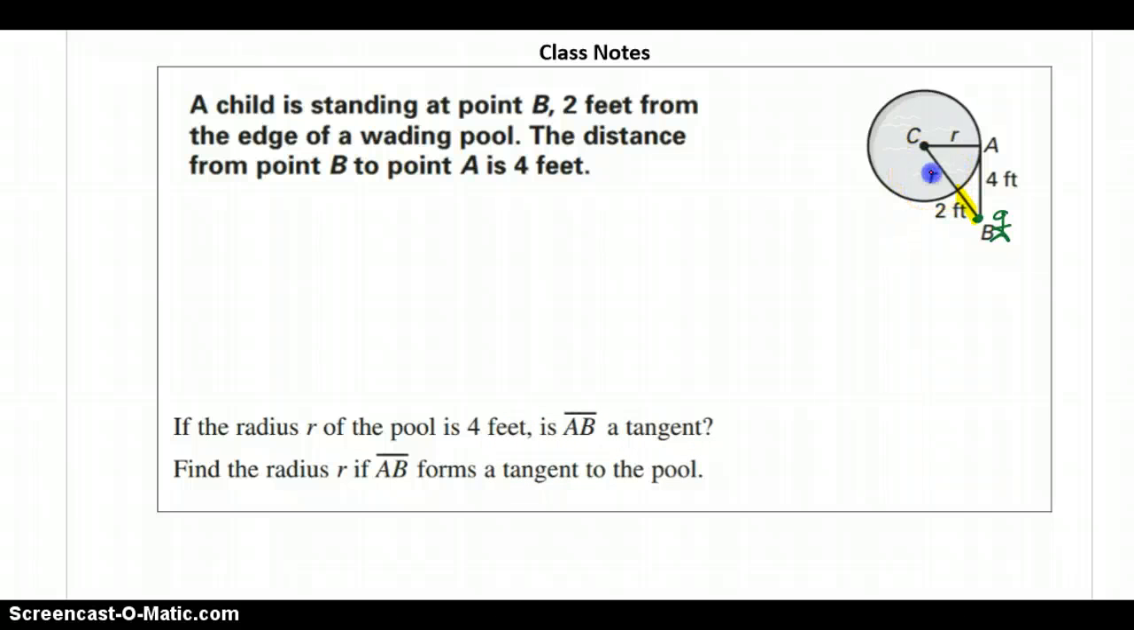So if we plug in for each of these r's a 4, how do we determine if that line is tangent? Well, if it is a tangent, this has to make a right angle. And if it makes a right angle, this makes a right triangle. And the Pythagorean theorem, a squared plus b squared equals c squared, must be true.